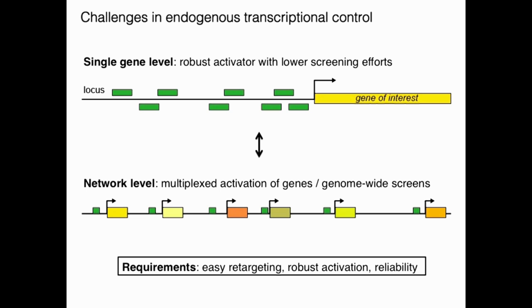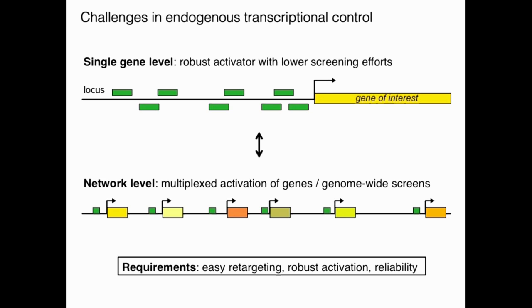And so if you think about what the challenges are in endogenous transcriptional control for modifying dynamic biological processes, you quickly find that at the single gene level, you require a really robust activator. So basically, you want to be able to target one guide RNA, so one Cas9 complex, to this promoter of interest to turn it on.